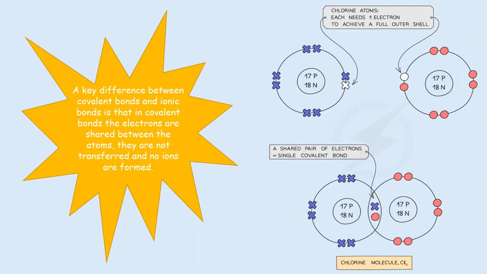The key difference between covalent bonds and ionic bonds is that in covalent bonds, the electrons are shared between atoms. In ionic bonds, the atoms either lose or gain electrons. So if you remember, in ionic bonding, metals are going to lose electrons and non-metals are going to gain electrons. In covalent bonding, all of the atoms taking part are non-metal atoms or elements, and they're going to share their electrons.